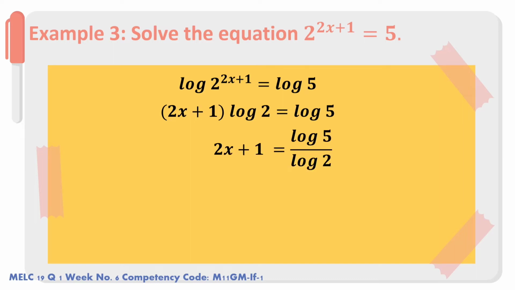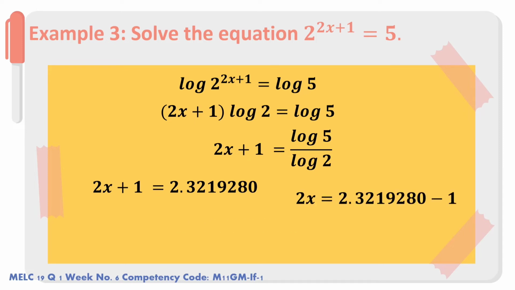Dividing both sides by the log of 2, we will have 2x plus 1 equals log of 5 over log of 2. Looking at your calculator, evaluating the right side of the equation, we will have 2x plus 1 equals 2.321980. Adding negative 1 to both sides, we will have 2x equal to 1.321980. Solving for x, approximately we will have x is approximately 0.660964.